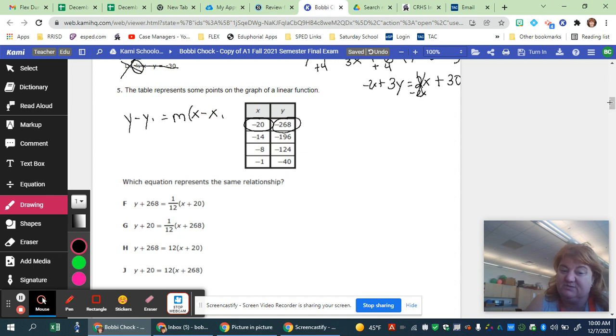Well, we already know the slope is probably either 1/12 or 12. Okay, we're going to figure that out in a second. But let's see who's using these numbers right. The minute you put in a minus 20, it's going to be plus 20. Oh, good. This is plus 20, and this is plus 20. Okay, so it's not this one, and it's not this one. We're also going to have a plus 268. Well, both of them are plus 268. So now what we have to do is find the slope. Is the slope 1/12 or 12?